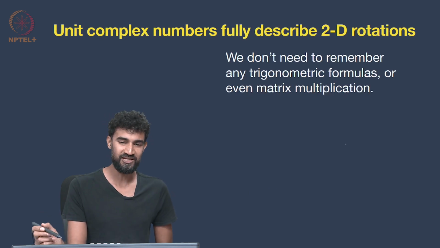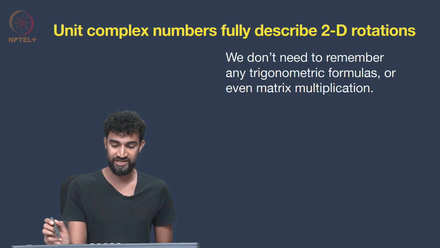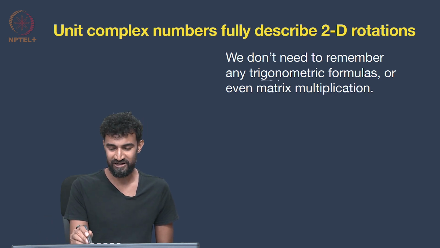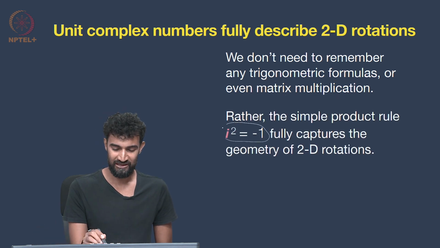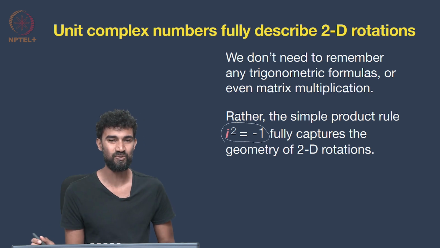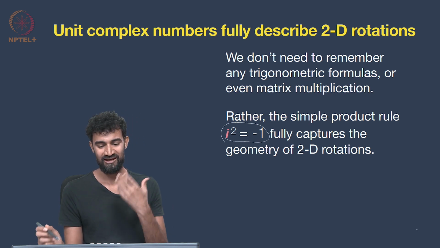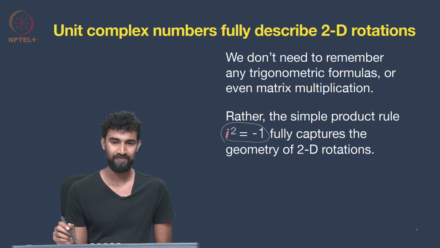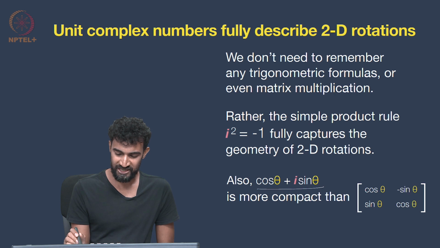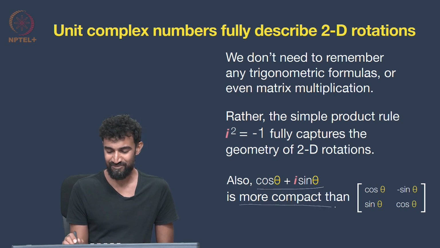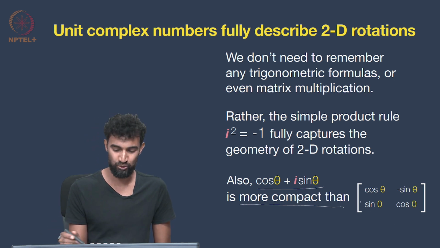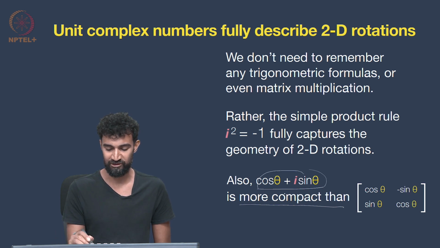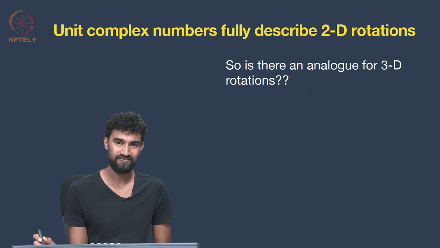So the nice thing about using unit complex numbers to describe 2D rotations, well, there's a few nice things. We don't need to really remember any trigonometric formulas or matrix multiplication. We just have to remember this simple product rule, i squared equals minus 1. Somehow that tiny simple rule captures the geometry of 2D rotations in some way. Also, cosine theta plus i sine theta is slightly more compact than this 2 by 2 rotation matrix. Fewer parameters, less redundancy, just 2 parameters for this one-dimensional family of rotations as opposed to 4 parameters. So that's also kind of nice.